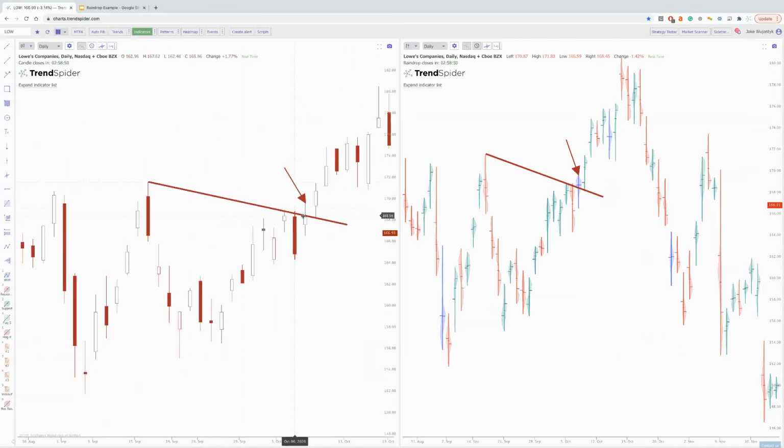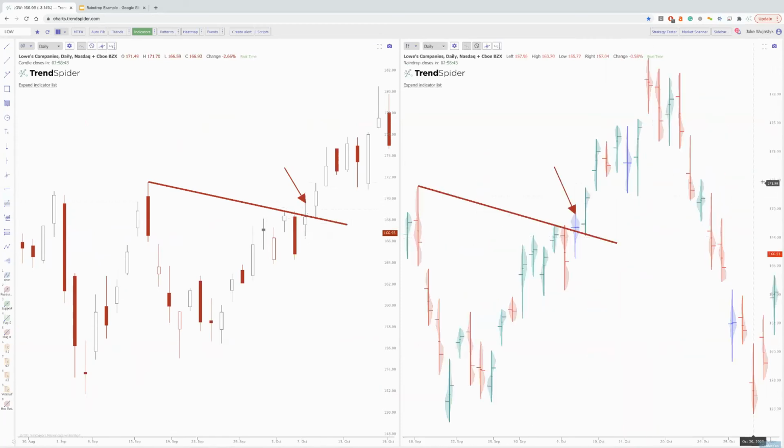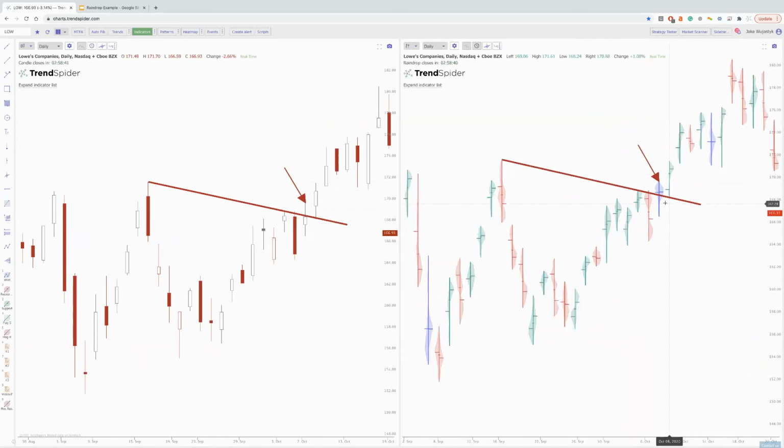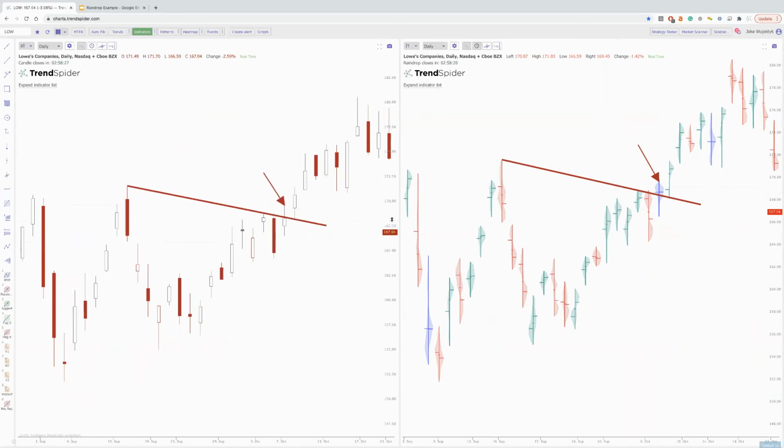We have this diagonal resistance. We have a close below the resistance line, but we have this wick through it. But you can see here, you've got this volume within this wick. So you essentially can tell it's the opposite of what we just went over. Instead of there being no conviction by buyers, there's a lot of buying conviction up here. And this goes back to what I mentioned about these market orders, these aggressive buyers during the day. If you have a wick through this resistance line, then you know that price was able to penetrate this line.